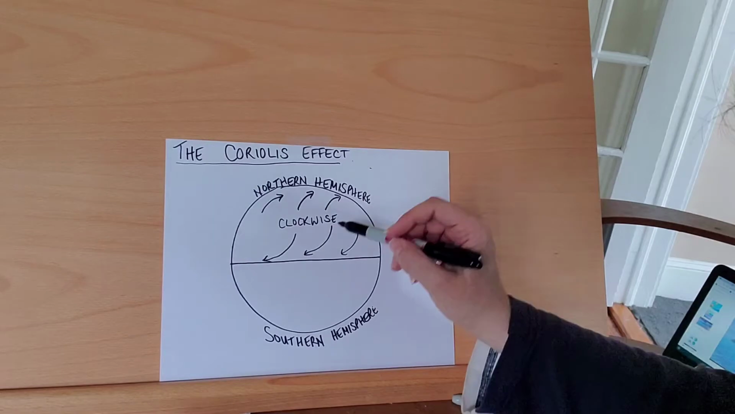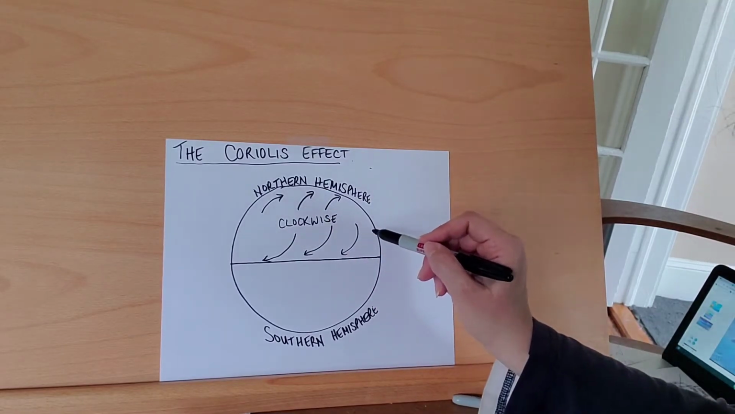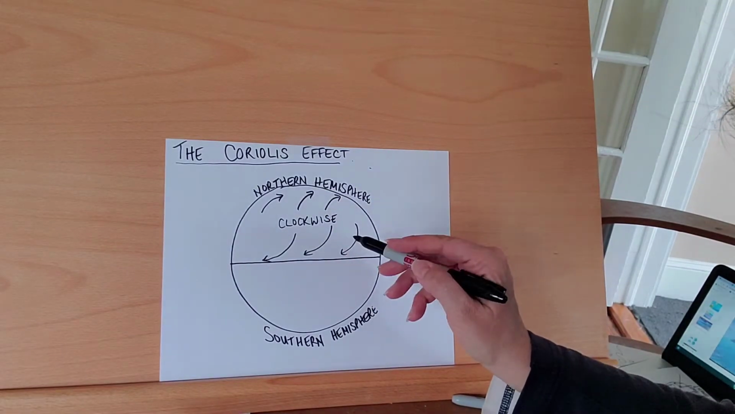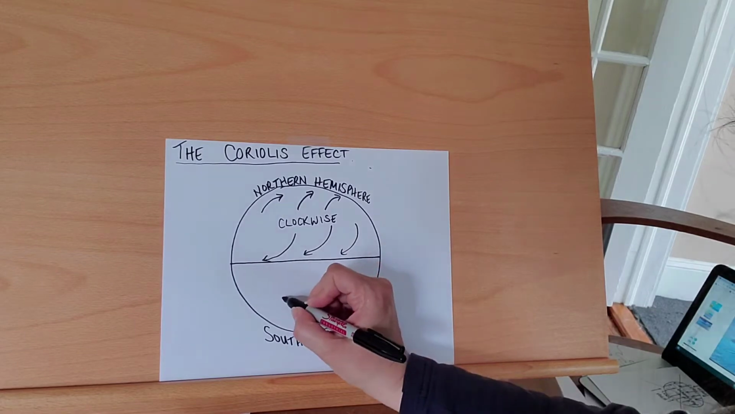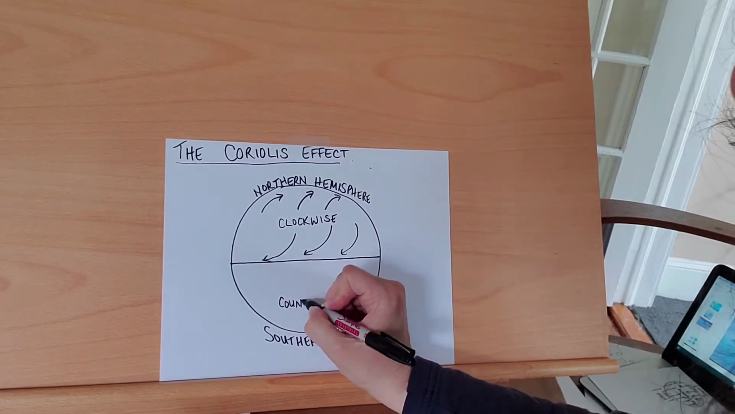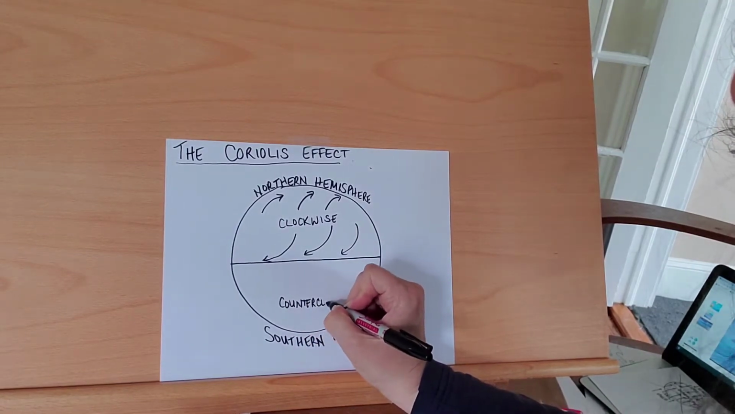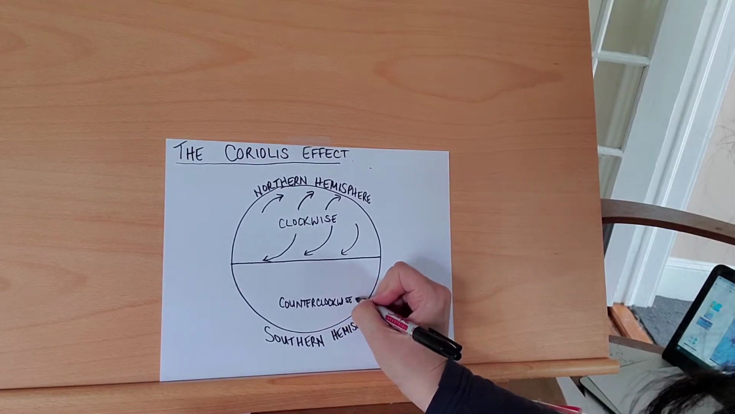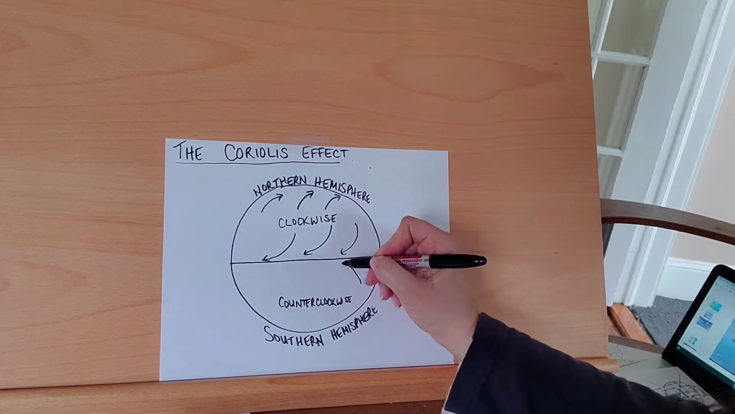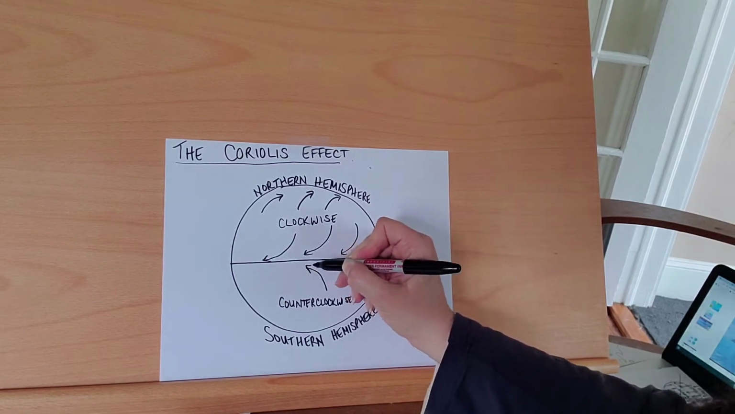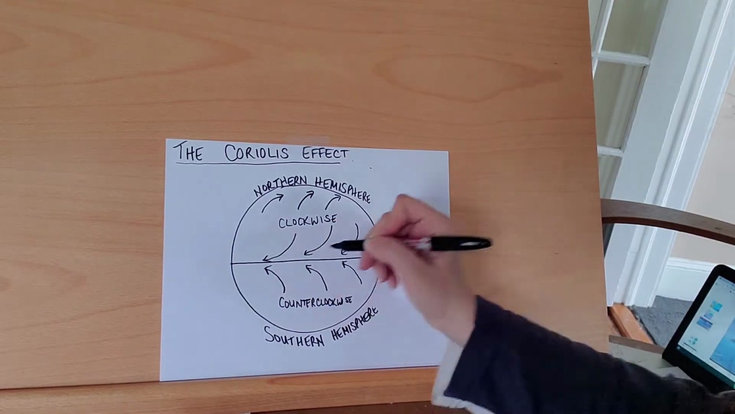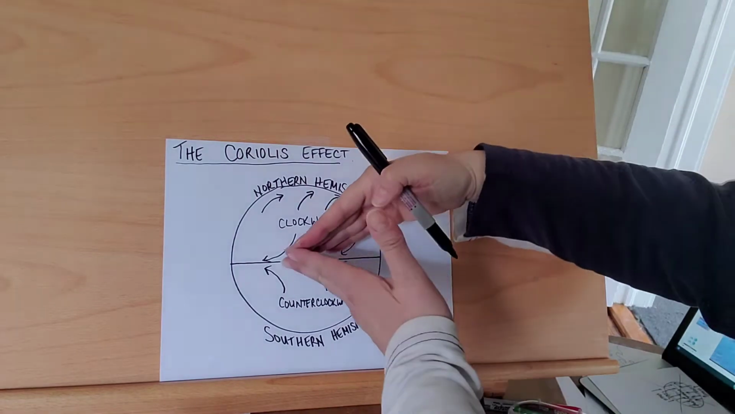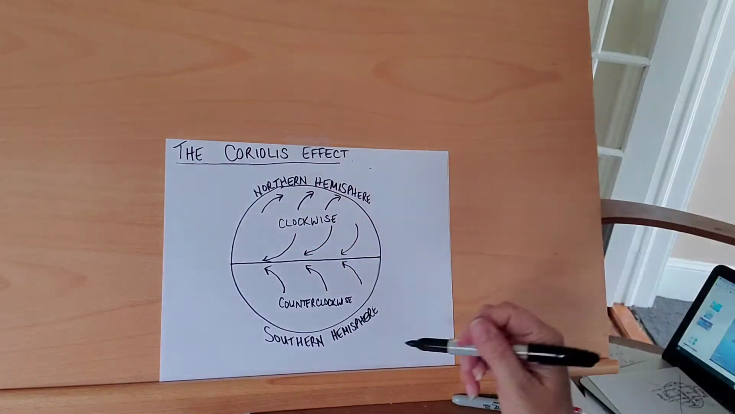And in fact, winds circulate clockwise in the north and counterclockwise in the south. Down here, you can write counterclockwise. And so, curve it. And notice that these arrows are sort of converging at the equator. They're coming together at the equator.